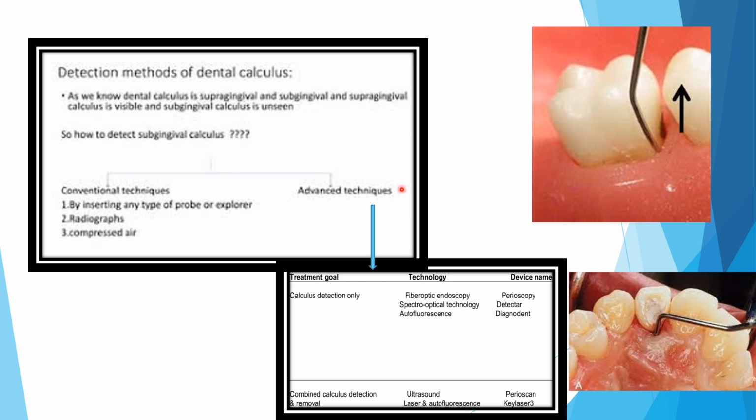So coming to the detection of dental calculus, substantial calculus can be very hard to detect as it is not visible clinically. So this can be identified by conventional techniques as well as advanced techniques. The conventional techniques include careful probing, that is by tactile sensation, radiographs, and also compressed air. And coming to the advanced techniques, you can just note down some of the technologies: fiber optic endoscopy, ultrasound, laser, and autofluorescence.